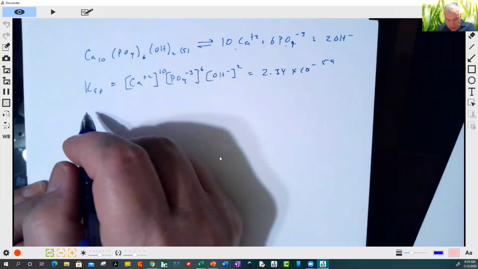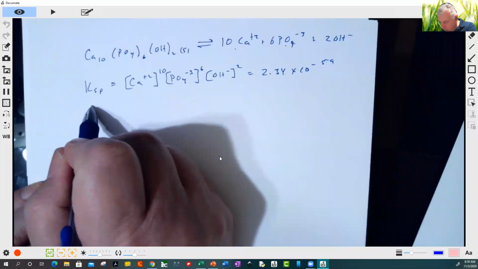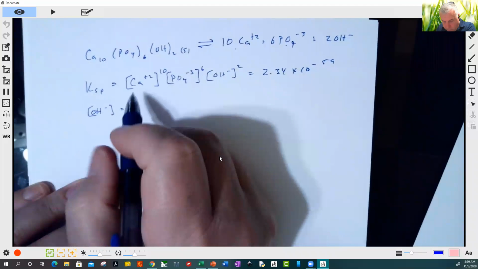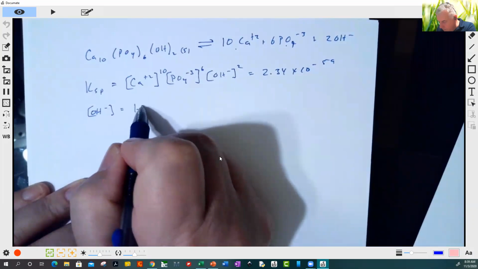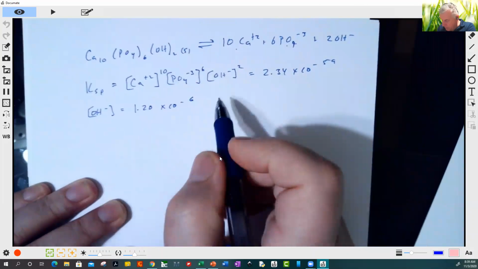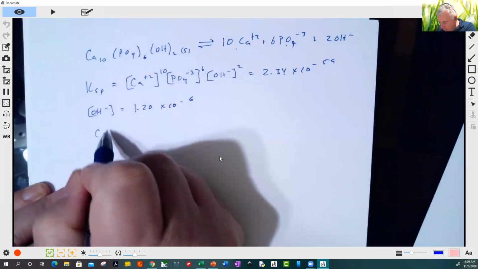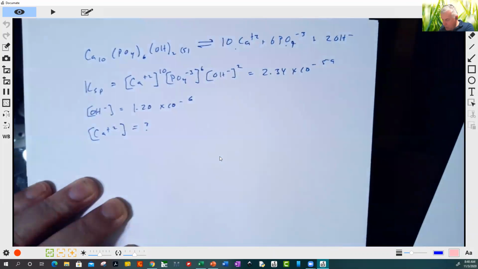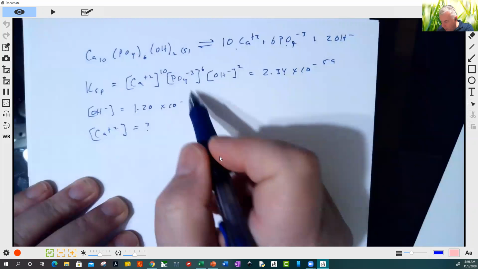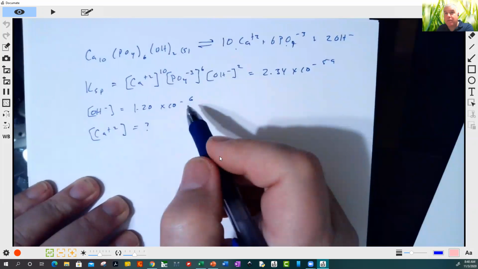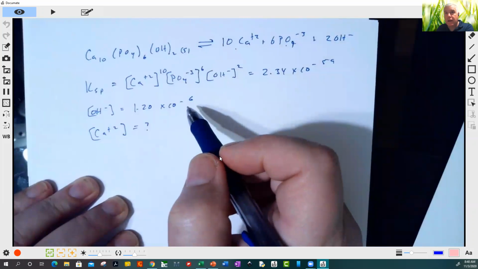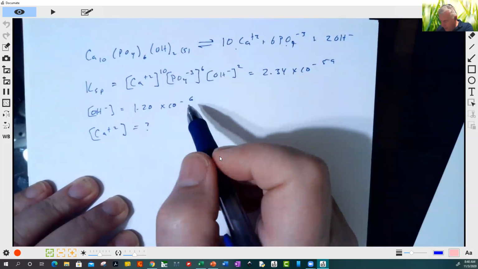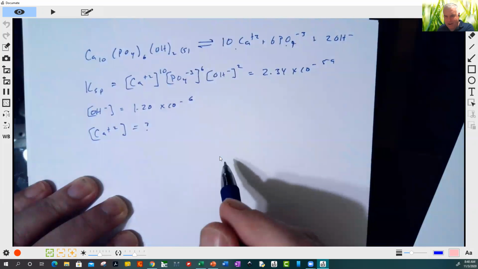So what they specify here is that OH minus is equal to 1.20 times 10 to the minus 6, and they're saying find calcium 2 plus. So I worried about this a lot. The first time I tried it, I did it right, but I got the wrong answer and I freaked because I thought we were supposed to calculate phosphate from some water equilibrium. And I thought, oh my God, what's going on here?